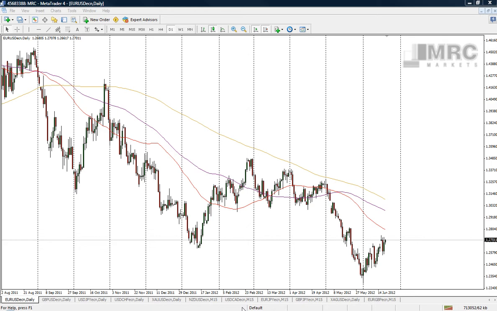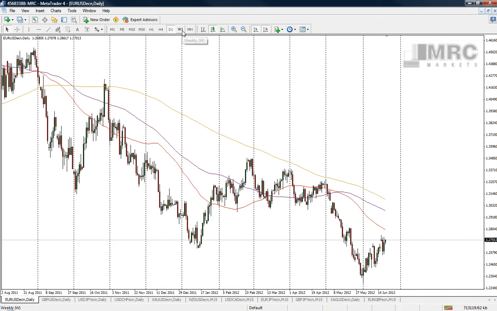www.mrcmarkets.com. For any new followers, we have 3 moving averages on each of these charts. The red one is a 55 simple moving average, the purple is a 100 simple moving average, and the gold is a 200 simple moving average.